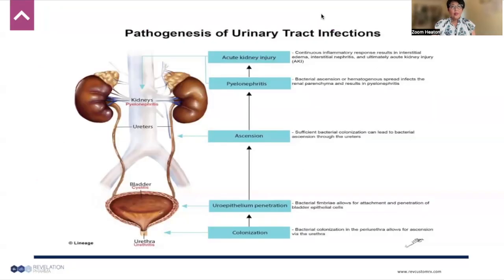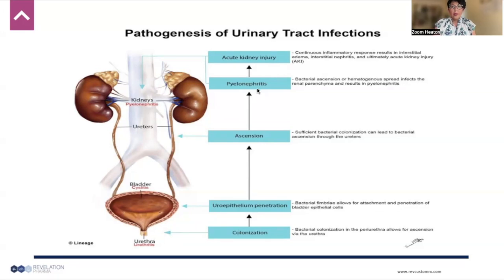Okay, so let's go over the pathogenesis of urinary tract infections. We're going to start here. Bacterial colonization begins in the periurethra, which allows for the ascension via the urethra. And then the bacterial fimbriae, which are basically short attachment pili, allow for the attachment and penetration of the bladder epithelial cells. And from there, with sufficient bacterial colonization, it leads to bacterial ascension through the ureters.